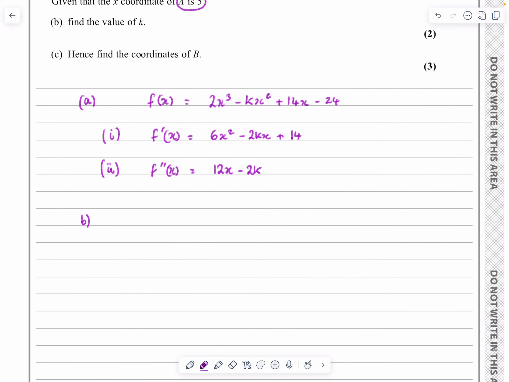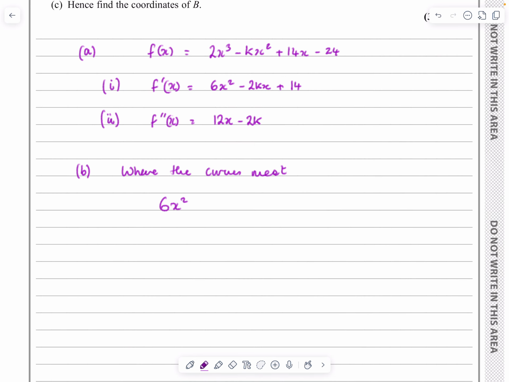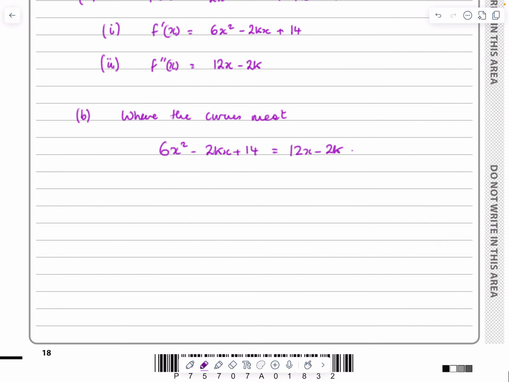So part B, where the curves meet, we're just going to get 6x squared minus 2kx plus 14 will equal 12x minus 2k. Now, normally I'd set the quadratic to be equal to 0, so let's do that. You could, by the way, just put x equals 5 straight in here and solve it.